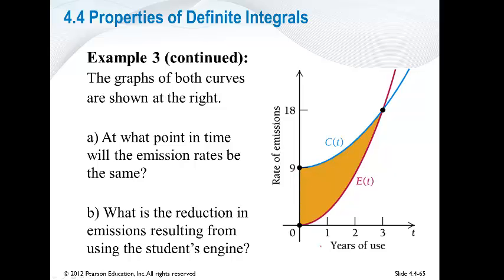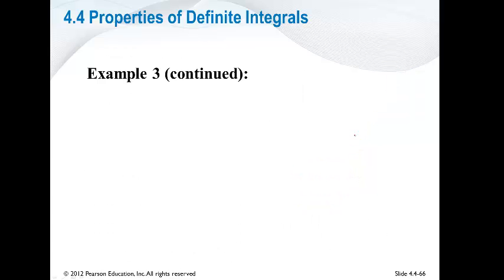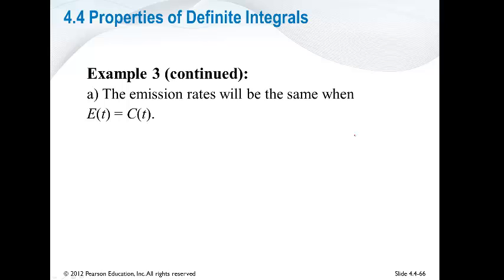For this one, the emission rate will be the same when E of t is equal to C of t, and apparently from this graph it looks like 3. But even if you can figure out something from the graph, please make sure that you include algebraic calculations for it. So in order to find when the emission rates are at the same level, we just set E of t and C of t equal to each other.